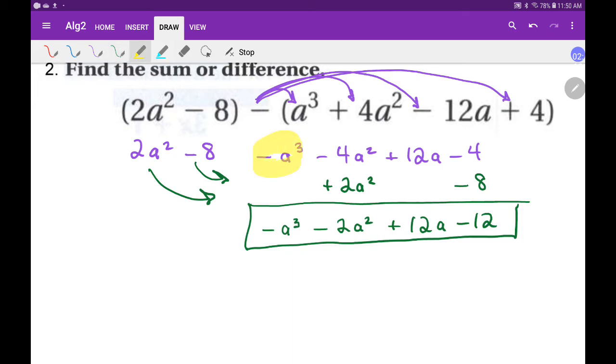As you can see, the a to the thirds had nothing to collaborate with, and the a's had nothing to collaborate with, so they're just left unchanged. The only thing that changed for them was this negative out in front. It changed both their signs. Other than that, they didn't change much.